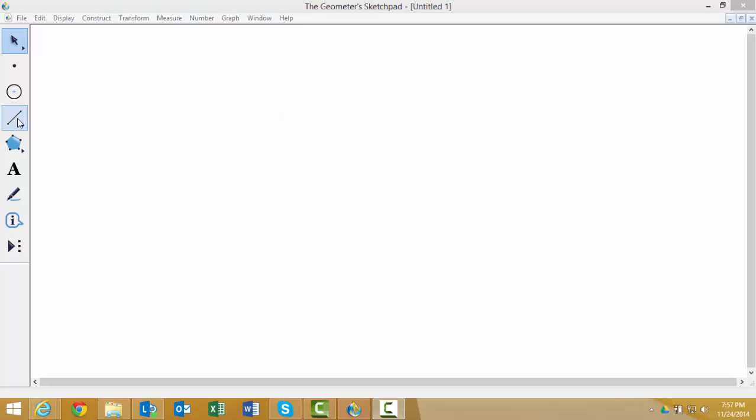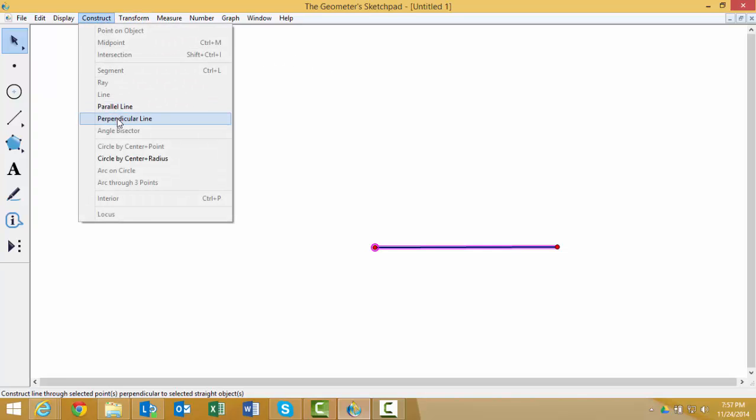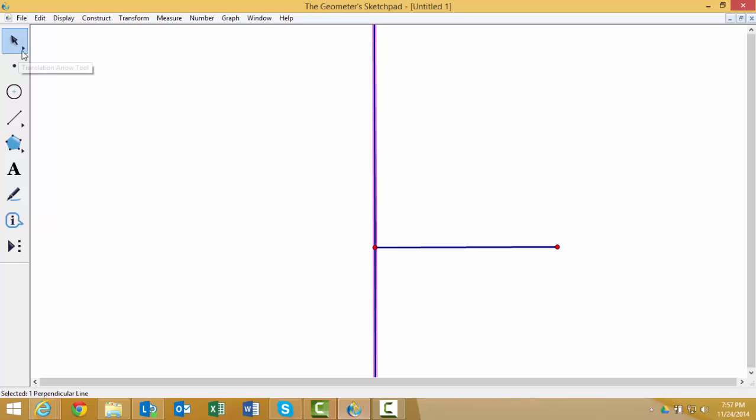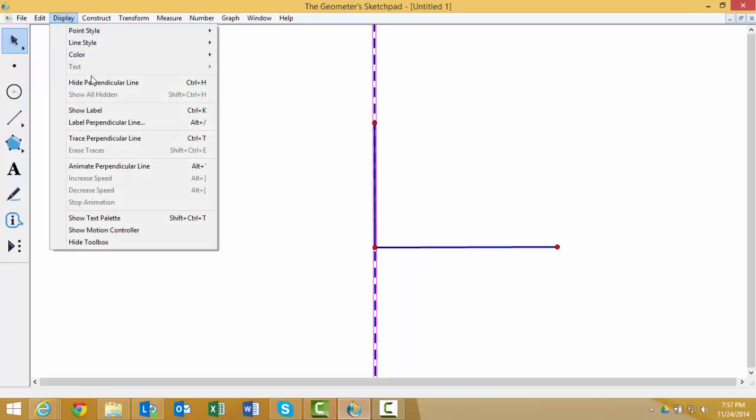So first let me draw a right angle triangle. The first step is I'm going to draw a line segment. Then I need to draw a perpendicular line, so I'm taking the point and the segment, and then constructing a perpendicular line. Then I'm going to draw a perpendicular segment from here on top of the perpendicular line. Okay, now let me pick the perpendicular line and hide that.